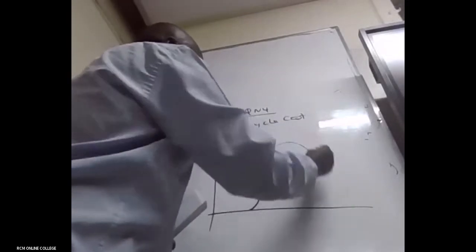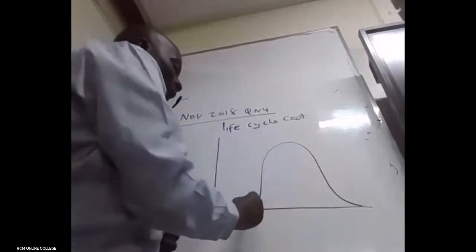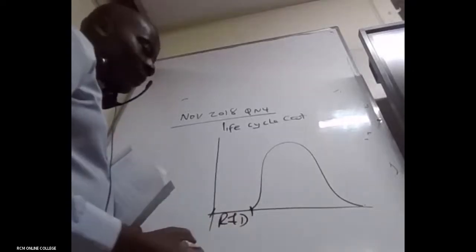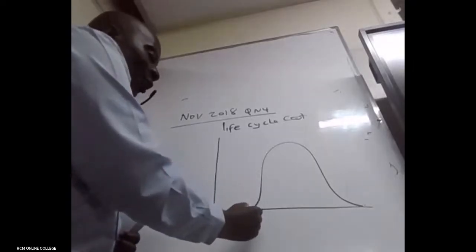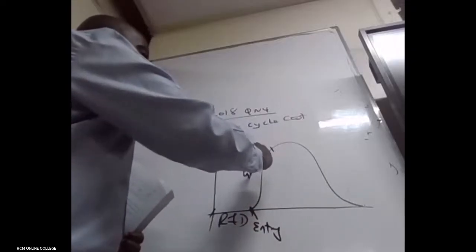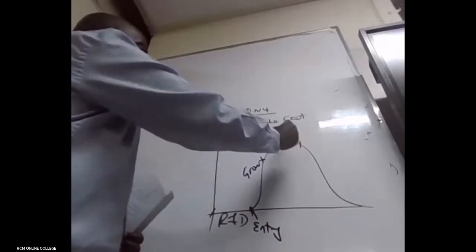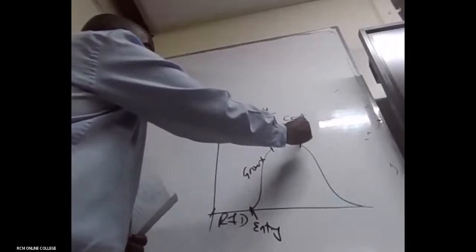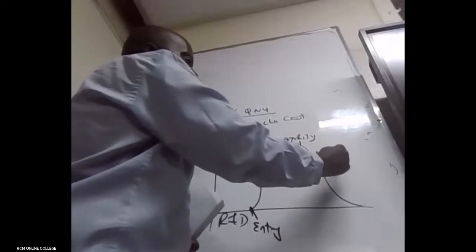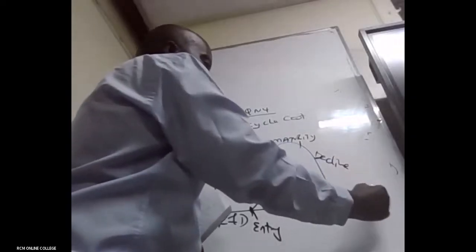It's about life cycle costing. Remember, a project or a product's life cycle goes like that. Normally we have the stage we call research and development. Then we have entry to the market. Then we have growth. Then we have maturity. Then we have decline. And then of course death.